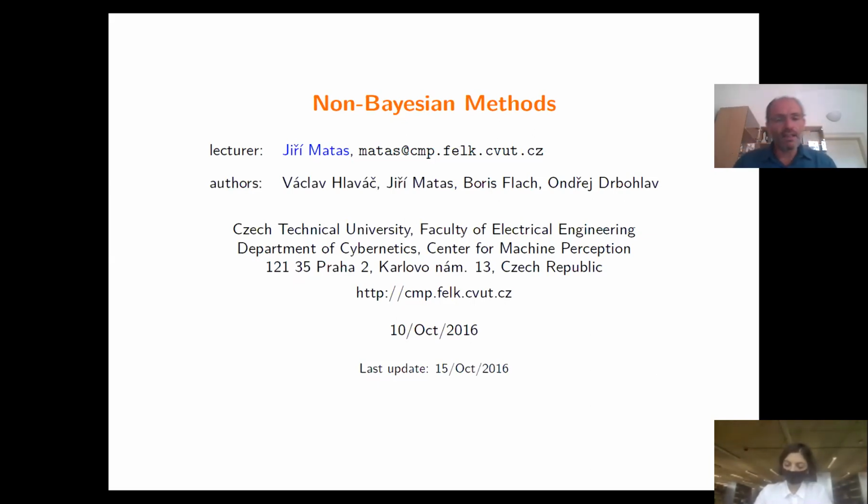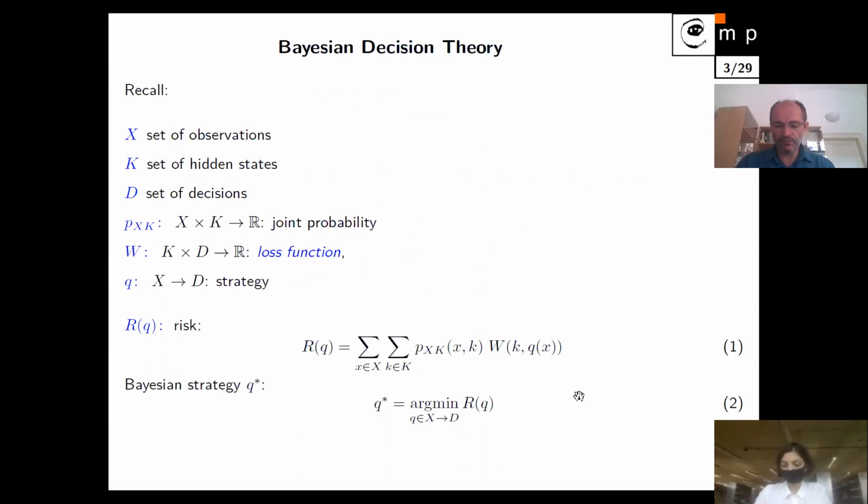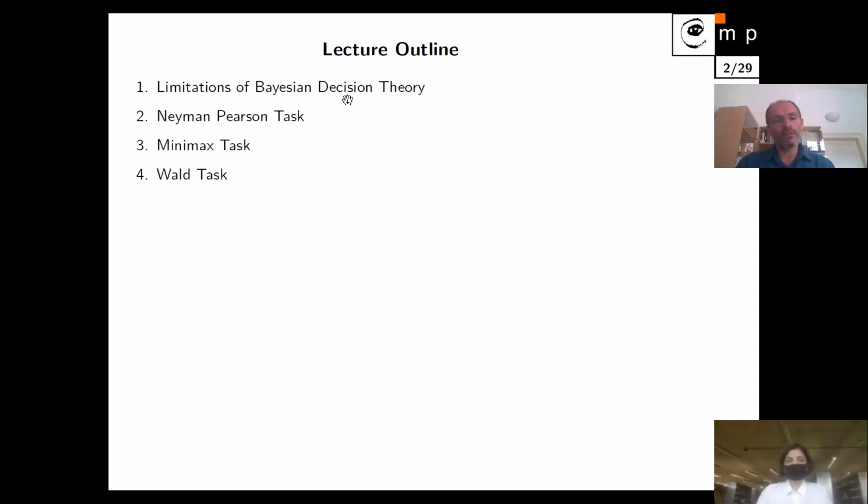So welcome to the second lecture of the machine learning and pattern recognition course. And today we'll talk about non-Bayesian methods. So first, before we talk about non-Bayesian methods, we'll go back to the Bayesian decision theory, which we dealt with in the previous lecture. And we'll talk about its limitations, despite its very broad generality, and then we'll present three formulations of the statistical decision-making problem, namely the Neyman-Pearson task, the minimax task, and the Wald task.